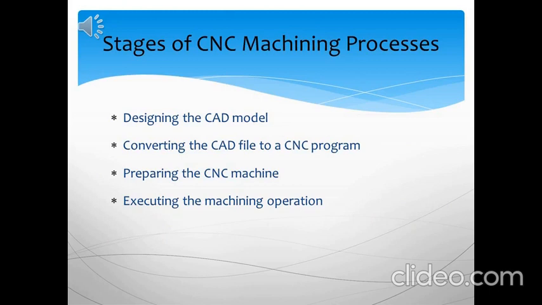The stages of the CNC machining process. In the first stage, the designer develops the CAD model. In the second stage, the CAD file is converted to a CNC program. In the third stage, the CNC machine is prepared. And the fourth stage is executing the machining operations based upon the CNC program.